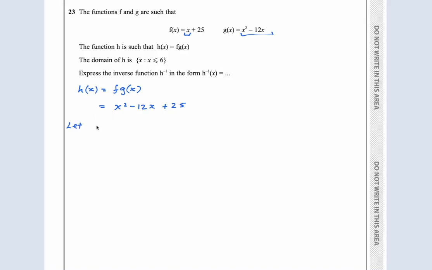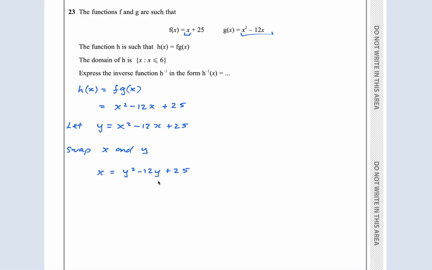Now to get the inverse function, we let y equal x squared minus 12x plus 25. And then we swap x and y. Now do this, guys, because you almost always get a mark just for swapping x and y. So I get x equals y squared minus 12y plus 25. Now why do we swap the y and the x? Well, because that's what the inverse function is. The normal function is what you put in an x and you get out a y. Well, the inverse function is, what you put in the y and you get out the x. That's essentially what's happening.